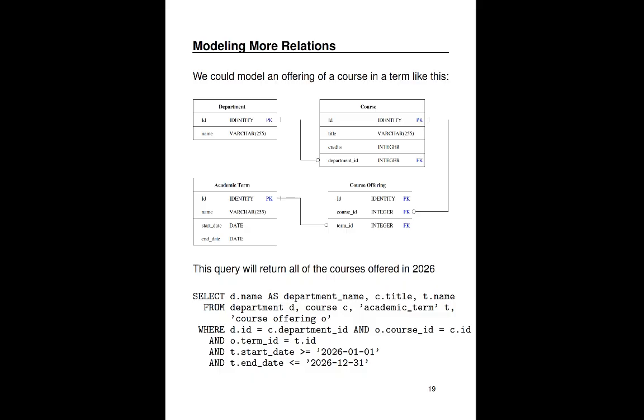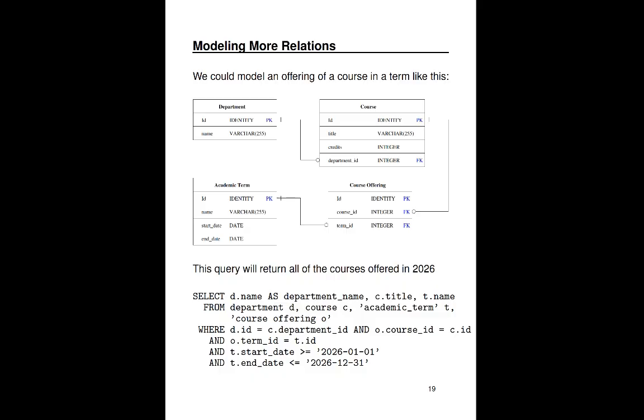And given this schema, then you can author the query that I have here on the slide that will return all the courses that are offered in 2026. You want the names of all the courses, and some other information. Here you do a select d.name, where if you read down a little bit, d is from the department table. And you have c.title and t.name.